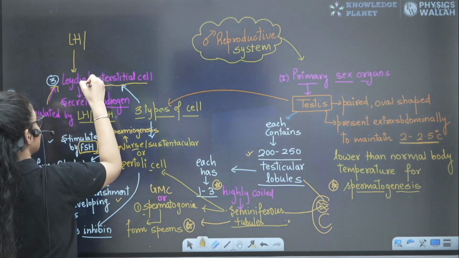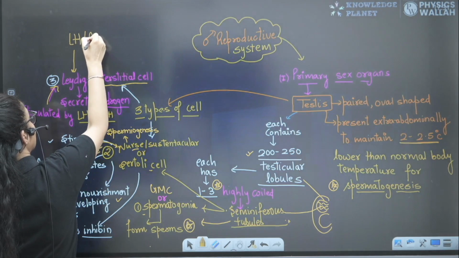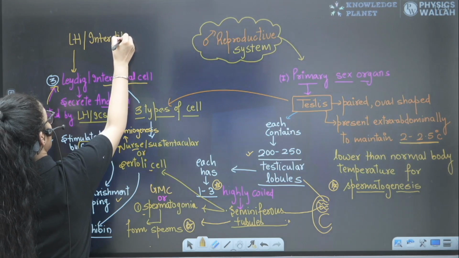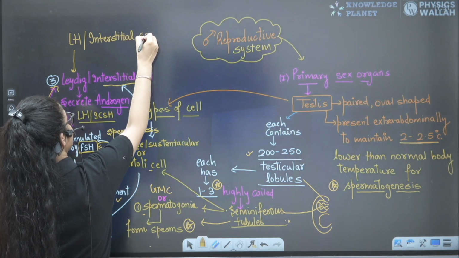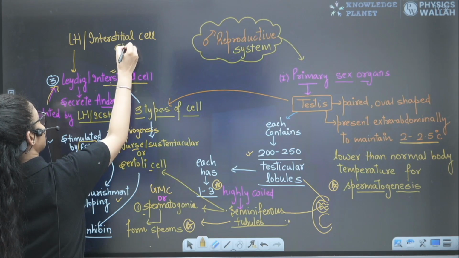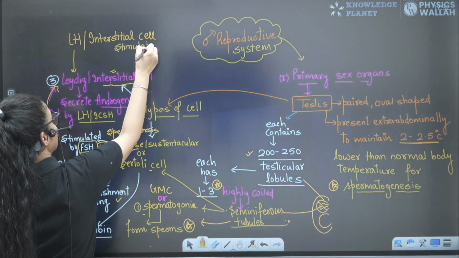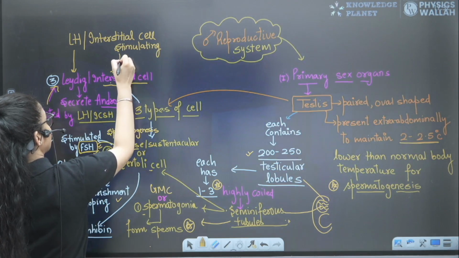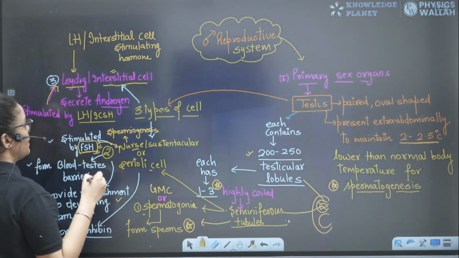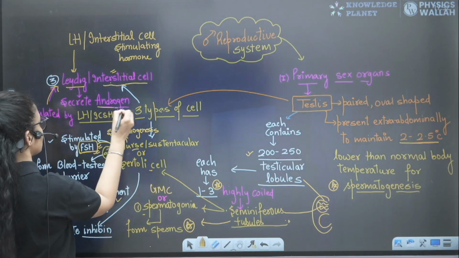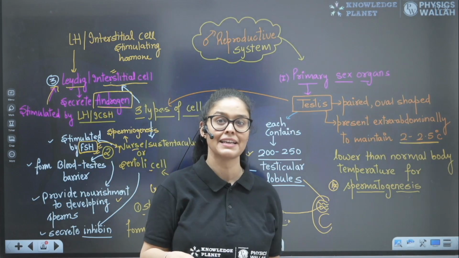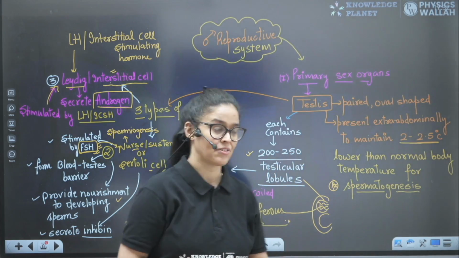In males this hormone is also known as ICSH. Why do we call it ICSH? Because it stimulates the interstitial cell, so we also call it interstitial cell stimulating hormone. Got it? It stimulates the Leydig cell to secrete androgen. Androgen is nothing but the male sex hormone, especially testosterone, right? So this is all about the testes that you have to remember.